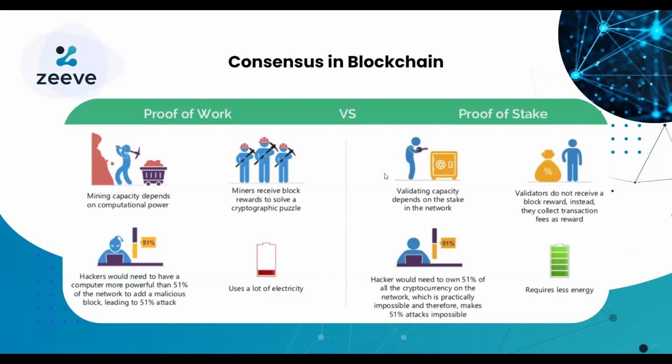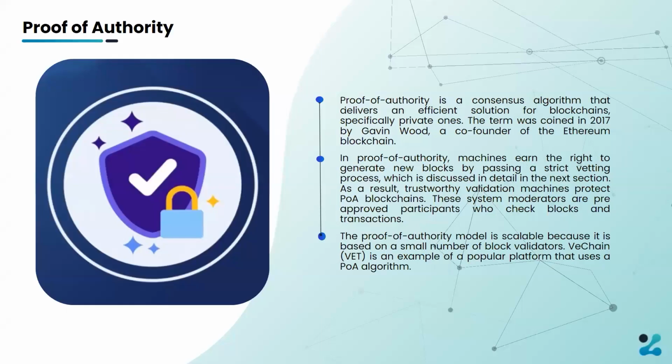Moving on to the next consensus mechanism, which is proof of authority. Since we are running out of time, I'll quickly go through it, and then we will jump to a very important and interesting part of Ethereum, because it's an efficient way of running a blockchain.